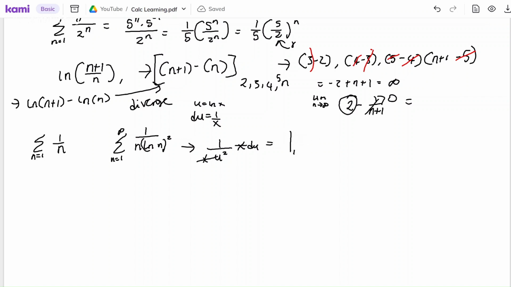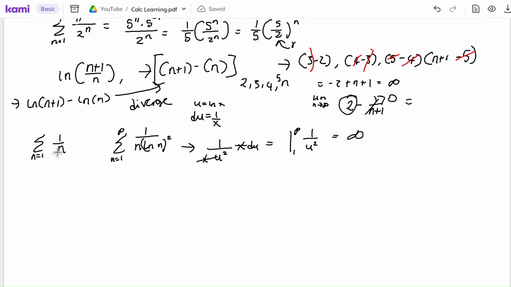You integrate it from 1 to infinity, 1 over u squared, whatever the integral is. And then if it gives you a number, then it converges to that number. If it gives you infinity, then it goes to infinity and it diverges. And that's the integral test basically.